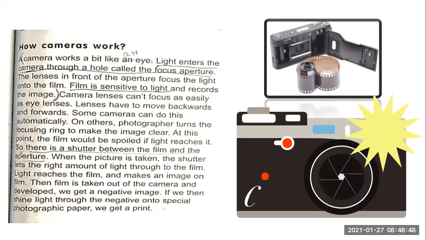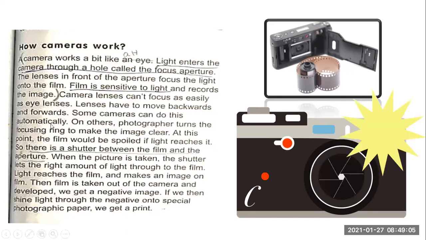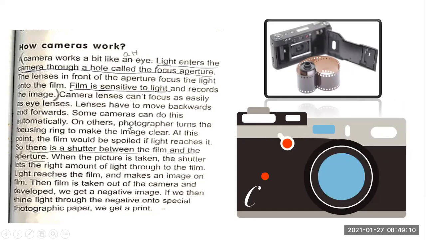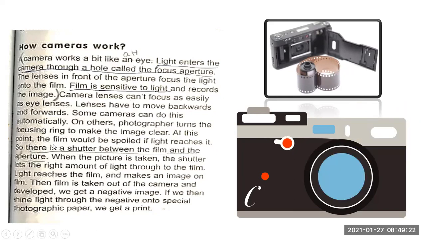But as the camera is a human-made invention, it is difficult for a camera to focus easily. So photographers adjust their lens to focus on a particular object. Some cameras can do this automatically as well, depending on the quality of the camera. On others, the photographer turns the focusing ring, through which they adjust their lens to make the image clear. At this point, the film would be spoiled if light reaches it.